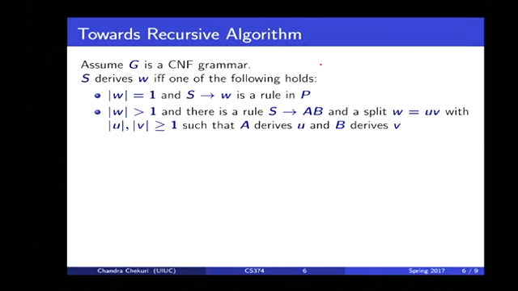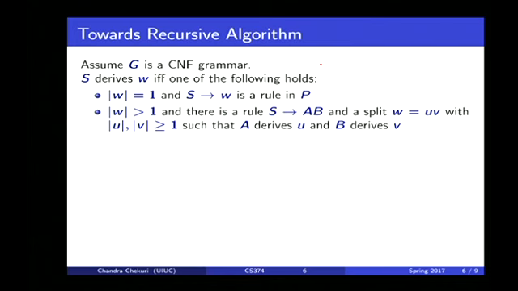W? S derives W if, suppose the length of W is 1, then S must derive that letter, right? Yeah, I'm making some simplifying assumptions. So S goes to W must be a rule in the grammar. Okay, if the length of the string is 1, we are happy, right? Yeah, that's the easy case.